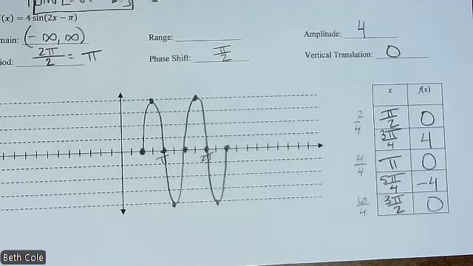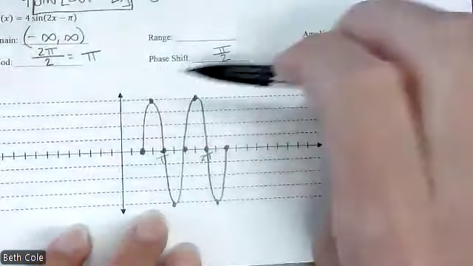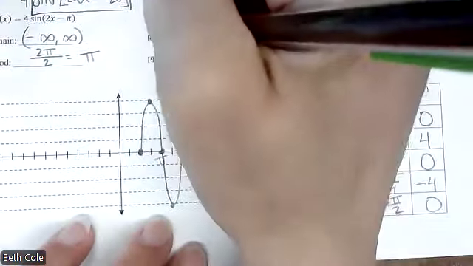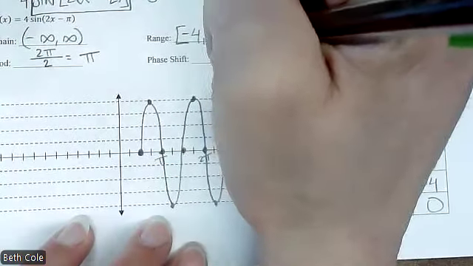And then just don't forget to go back and answer the range. You're sweeping downwards to upwards. So it would be from where to where? Yep, -4 to 4 with brackets.